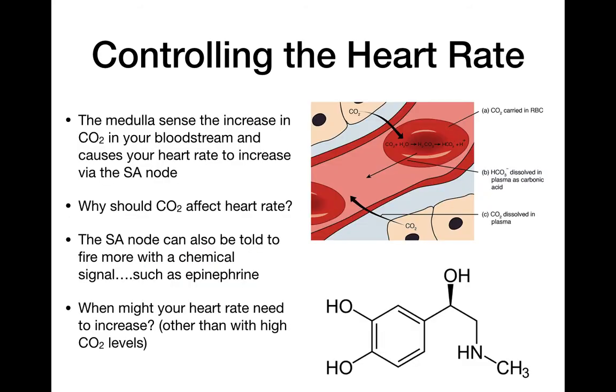Okay, the other way we can control heart rate is with different CO2 levels. The medulla part of your brain is able to sense an increase in carbon dioxide in your blood. And if you have too much CO2 in your blood, your heart rate will increase via the SA node. The medulla uses your nervous system, the SA node, to tell your body to increase the heart rate because you have too much CO2. Why is that a bad thing to have too much CO2? Well, it means you're not getting enough oxygen.